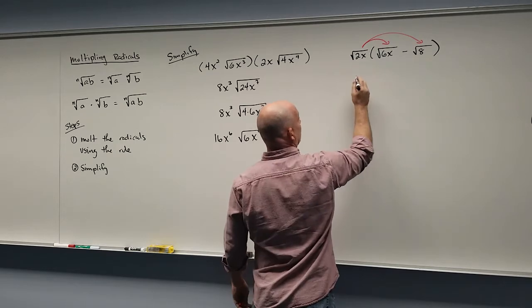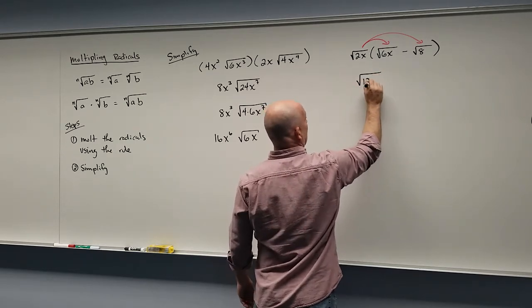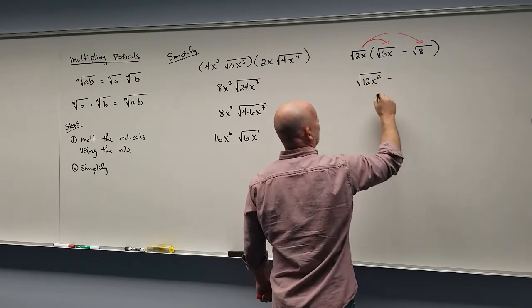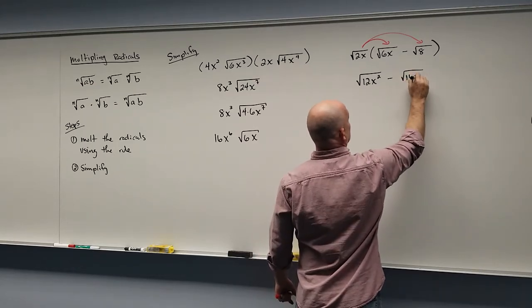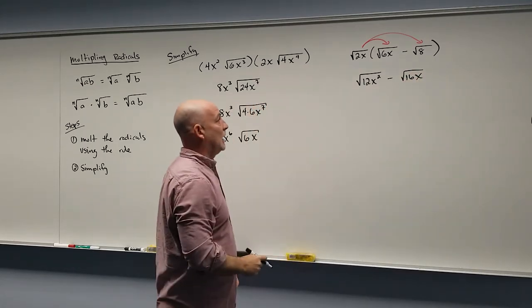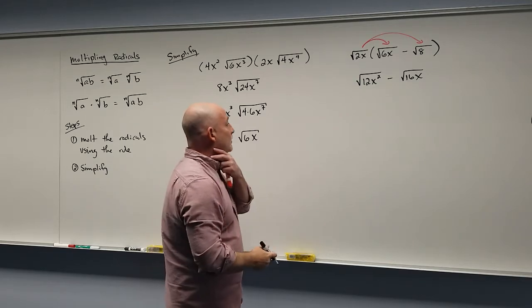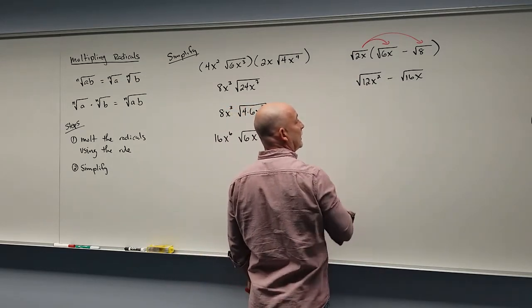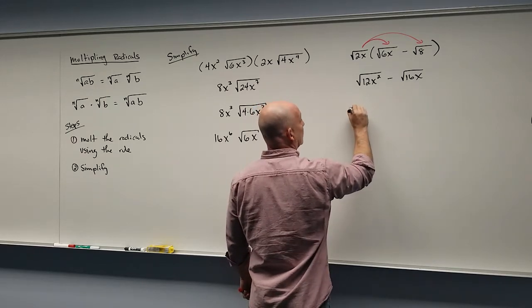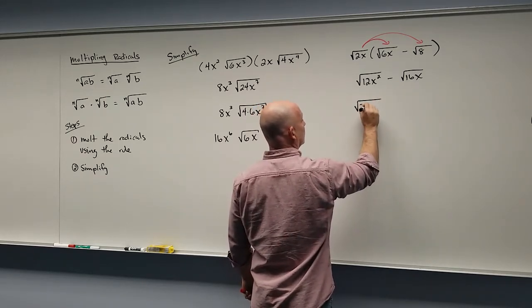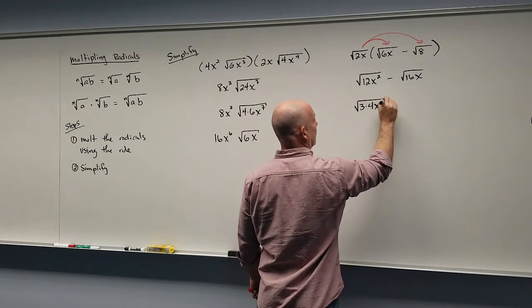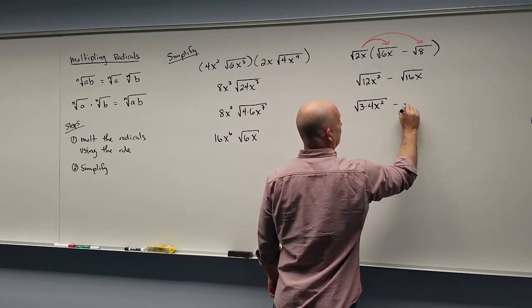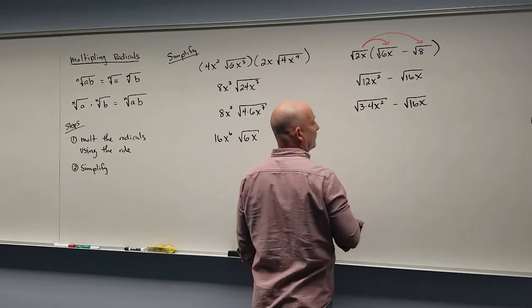So for the first one, we just multiply underneath. That gives me 12x squared minus the square root of 16x. Now we need to simplify each one of these radicals before we can decide if we can add or subtract them, because remember, to add or subtract, they have to be like terms. The perfect square in 12 would be 4, so that's 3 times 4, x squared, minus, and well, 16 itself is a perfect square. We'll wait one more step.